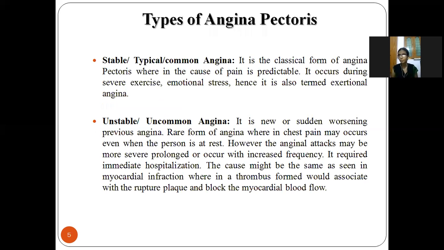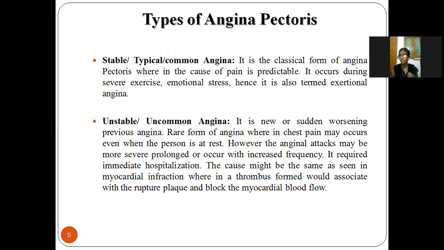Next, what are the types of angina pectoris? The first one is stable angina, also known as typical or common angina. It got the name common angina because this type of angina can be seen commonly in all people, like if the person does excessive exercise, more than his body can bear. If he does excessive exercise or has emotional stress, then the person can face stable or common angina.